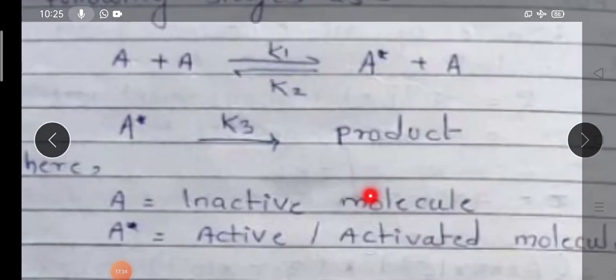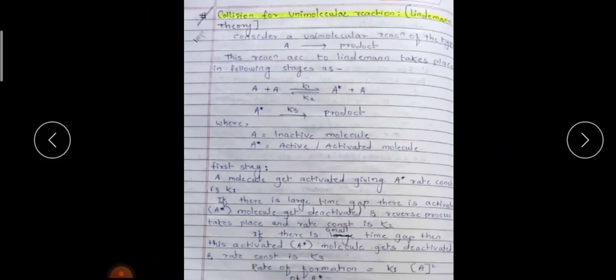It is again this derivation of the unimolecular reaction. It is called Lindemann's theory, because this particular theory for the unimolecular reaction has been studied by Lindemann. That's why it is also called Lindemann's theory. Don't get confused between that. What is Lindemann's theory and the collision theory? Okay, this is the collision theory. Collision theory for the unimolecular reaction is also called Lindemann theory.